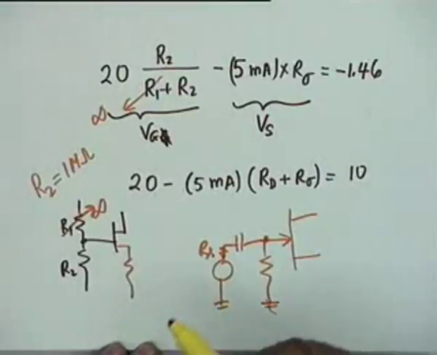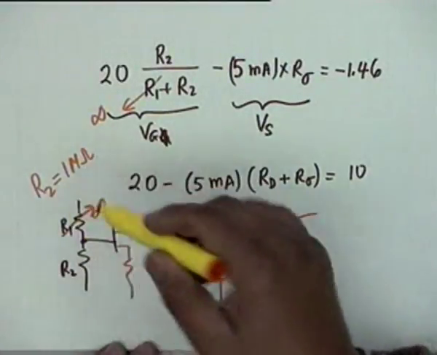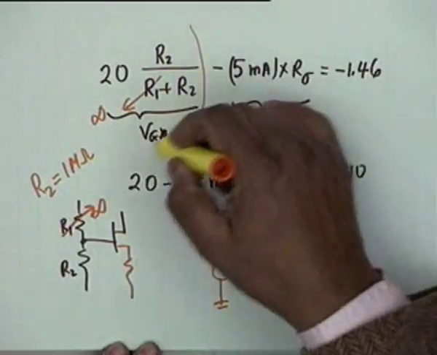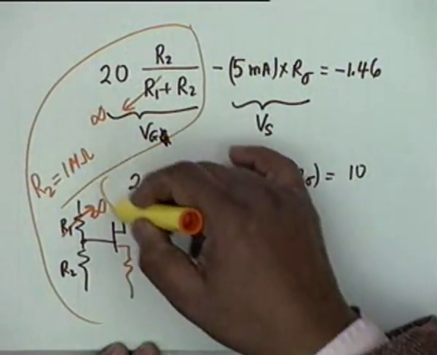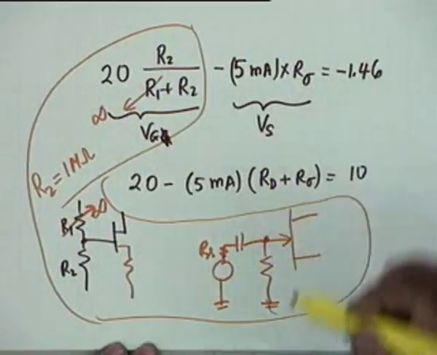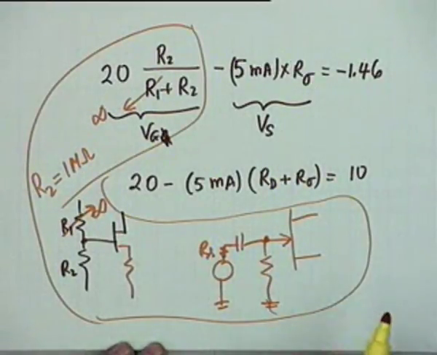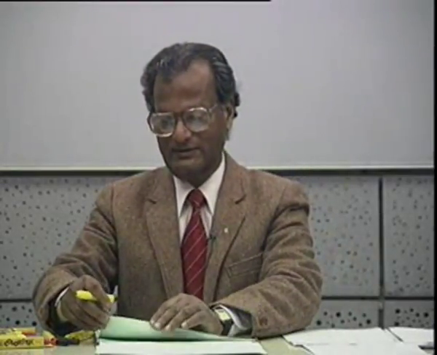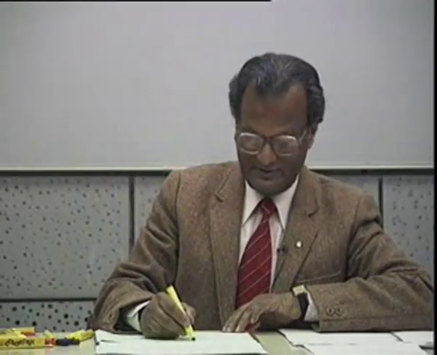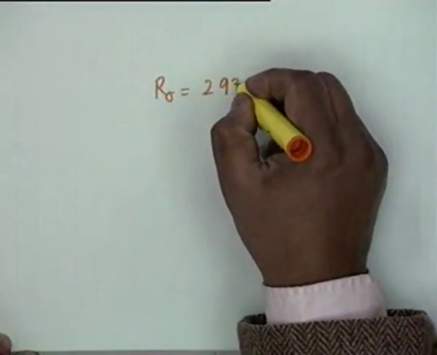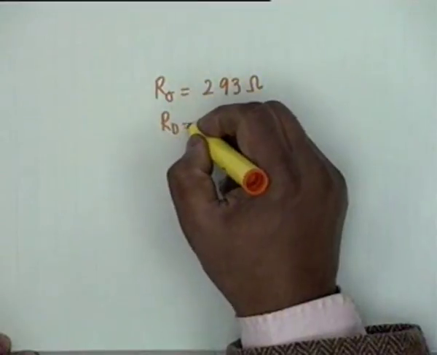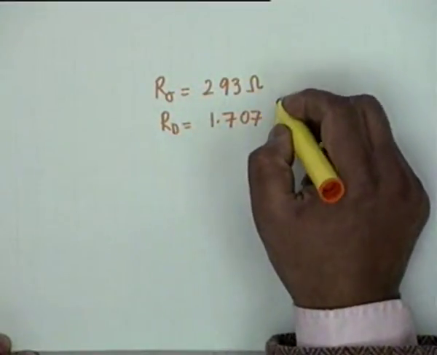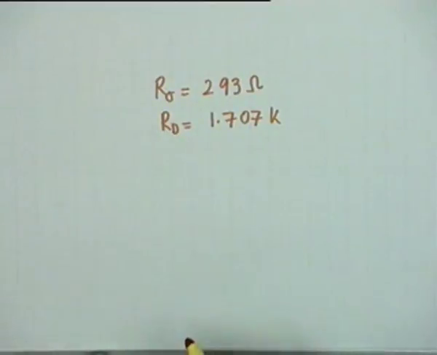Any other question? Now, as soon as we have done that, that is, we have chosen R1 equal to infinity, R2 arbitrary 1 meg, then this part of the equation drops out, and we have these two clean equations from which we can find R sigma and RD. My calculation gives R sigma equal to 293 ohms and RD as 1.707 K. The sum of the two, as you can see, is 2K.